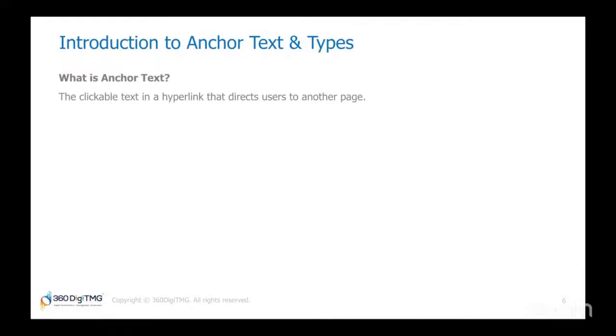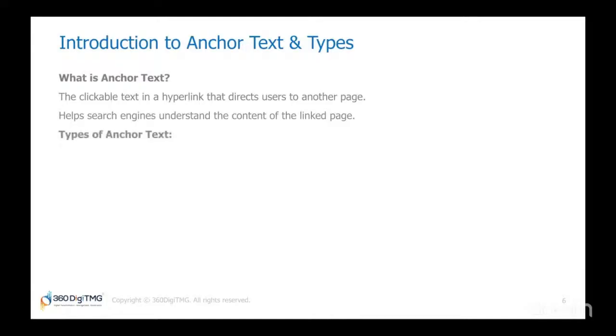What do you mean by anchor text? Anchor text should be in clickable format, that too in a hyperlink that directs the user to another page. It also helps search engines understand the content of the linked page. So we need to link a relevant hyperlink, that is a relevant keyword, and it should also contain a relevant description.